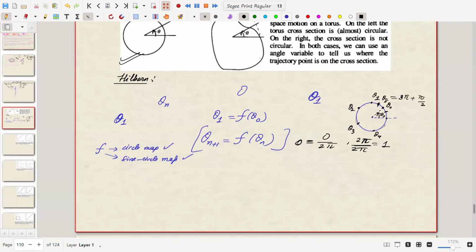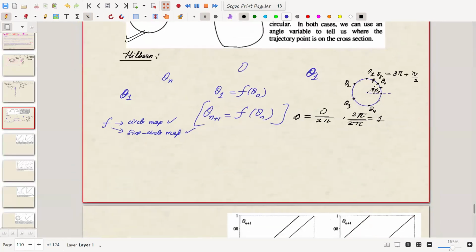How can we take care of it? I will write a model which takes care of that. You think how intelligently they have thought about this. So this is known as a circle map, and it is denoted by theta n plus 1 equals f of theta n, which is equal to theta n plus some omega, mod 1.